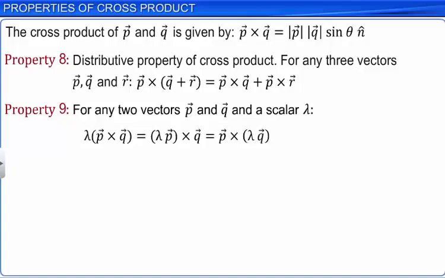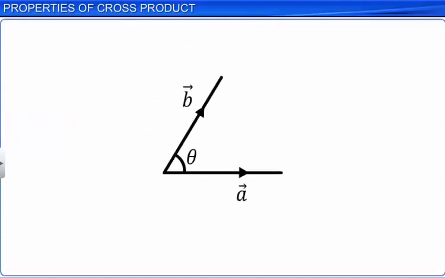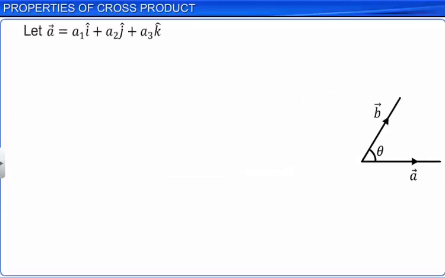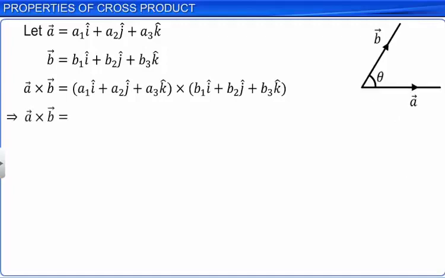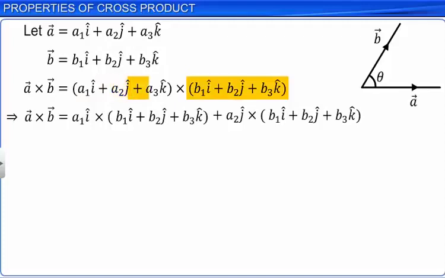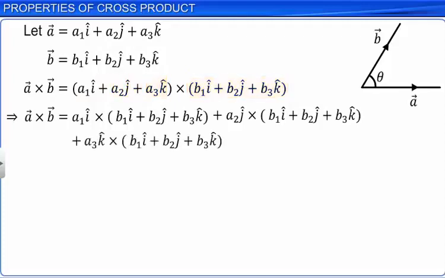Now we will find the cross product of two vectors given in component form. Consider two vectors a and b as shown. Let us consider their cross product. We know that cross product is distributive over addition. Using the distributive property, we can expand the cross product as shown.